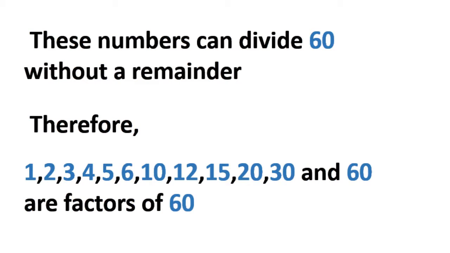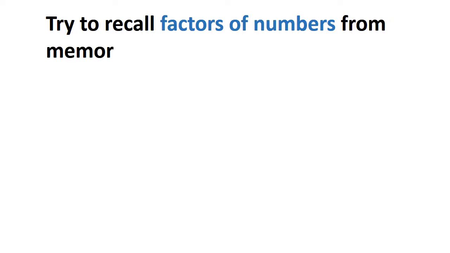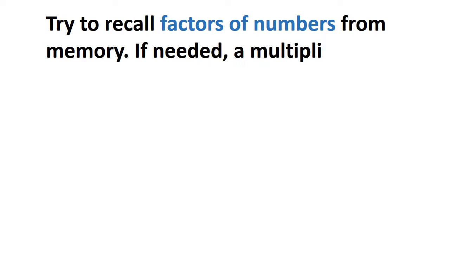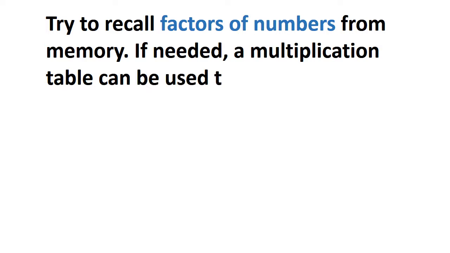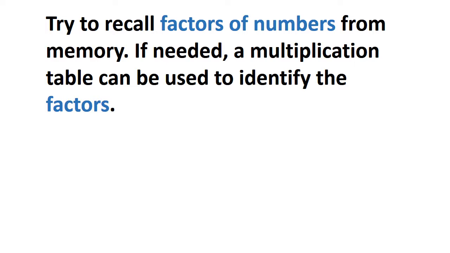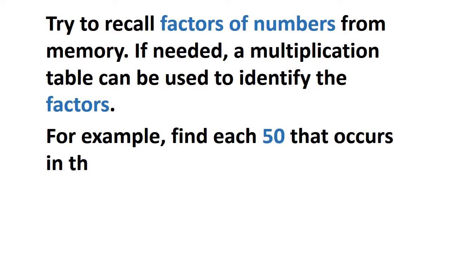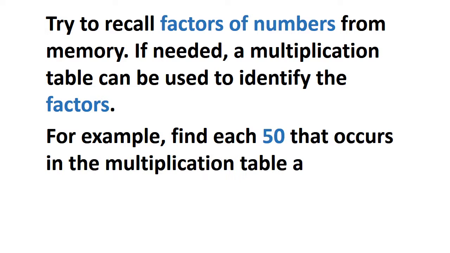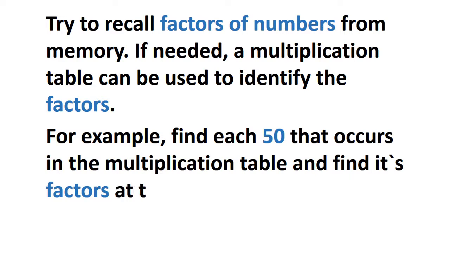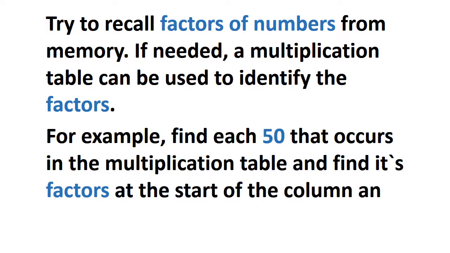Try to recall factors of numbers from memory. If needed, a multiplication table can be used to identify the factors. For example, find each 50 that occurs in the multiplication table and find its factor at the start of the column and row.